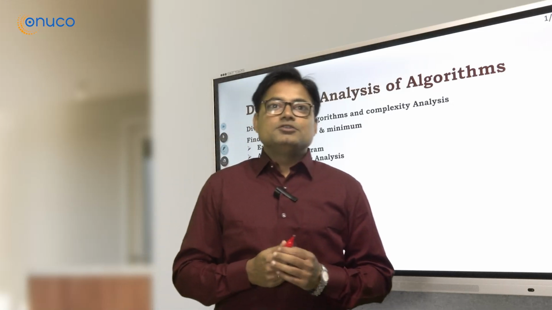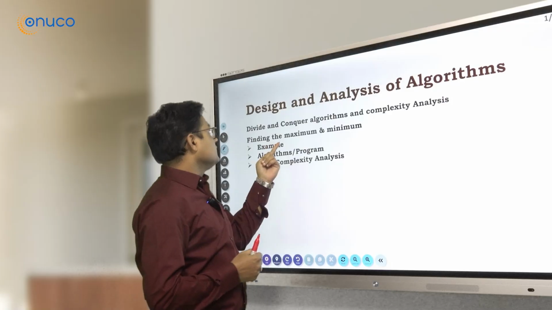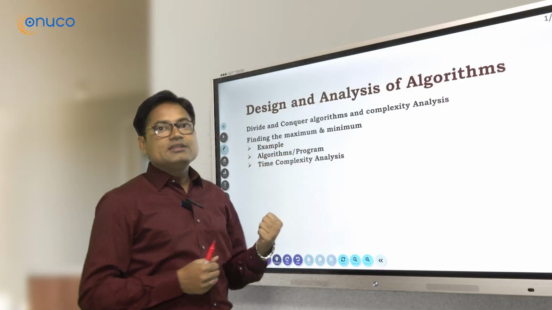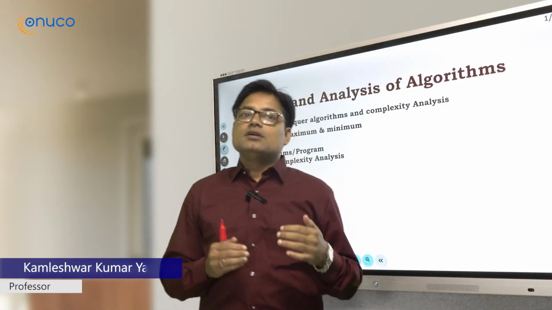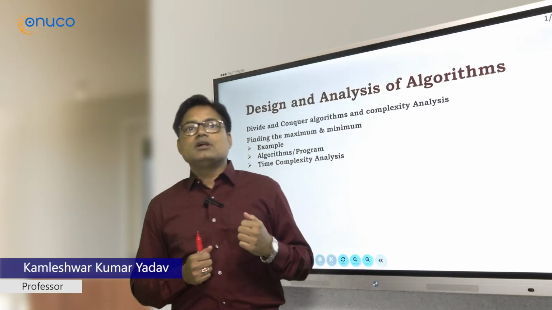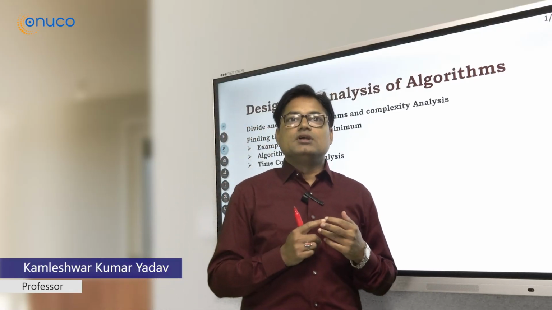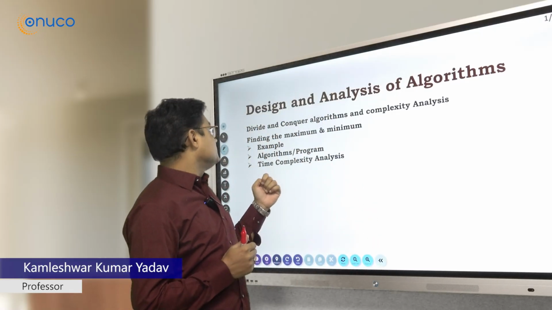Hello friends, today we are going to discuss a very important concept in divide and conquer: finding the maximum and minimum, that is, the max element and min element in a given array. Remember that under divide and conquer we have discussed binary search, merge sort and quick sort. So this is the last algorithm we are going to discuss.